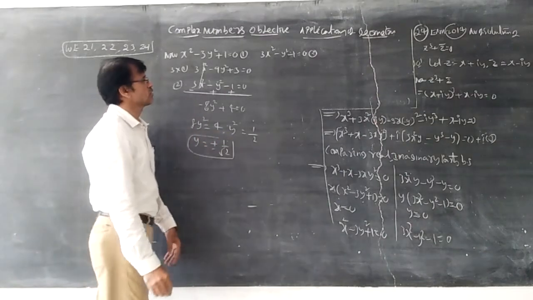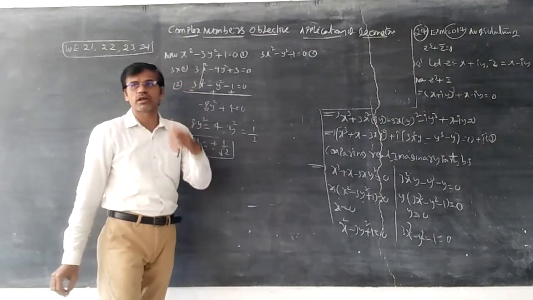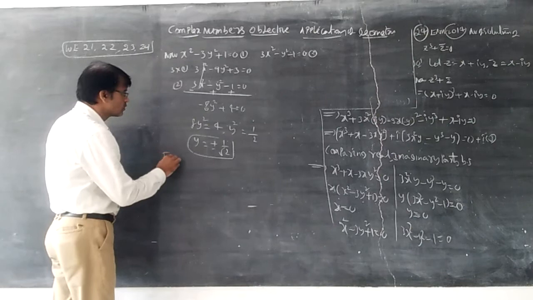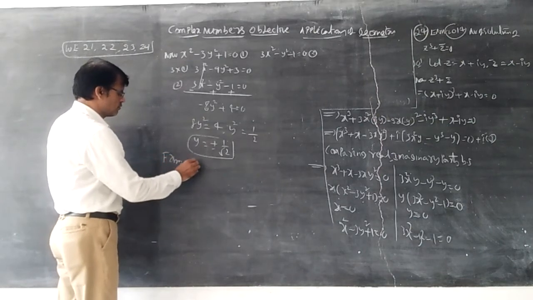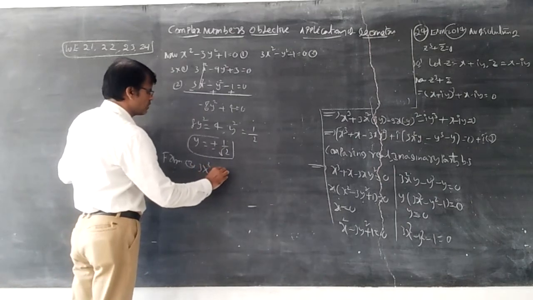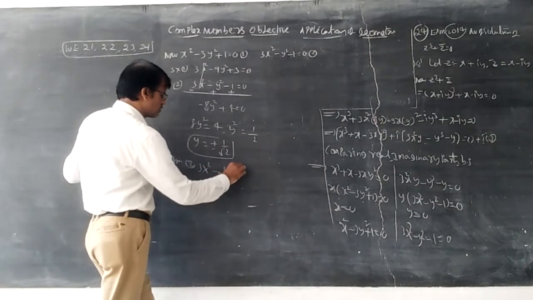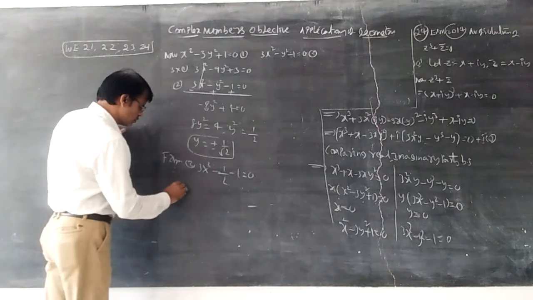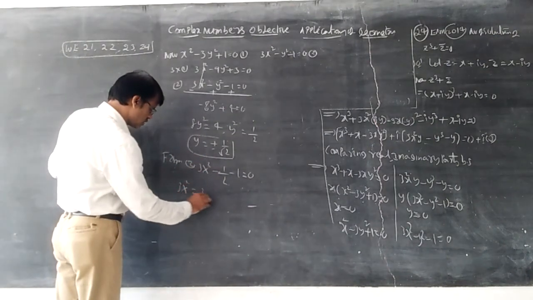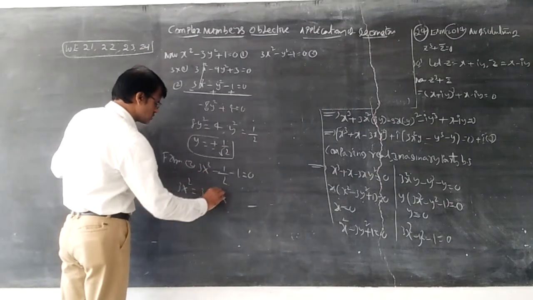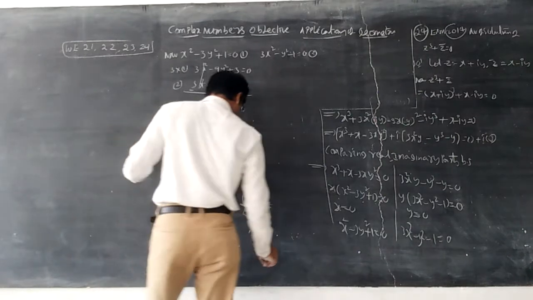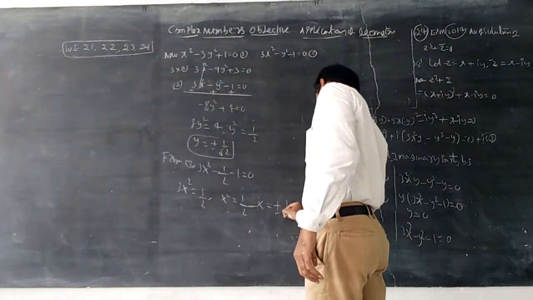Whenever y is equal to plus or minus 1 by root 2, substitute the y value in the first or second equation. From the second equation, write 3x square minus, instead of y square write 1 by 2, minus 1 is equal to 0. So 3x square is equal to 3 by 2. Therefore x square is equal to 1 by 2, which implies x is equal to plus or minus 1 by root 2.